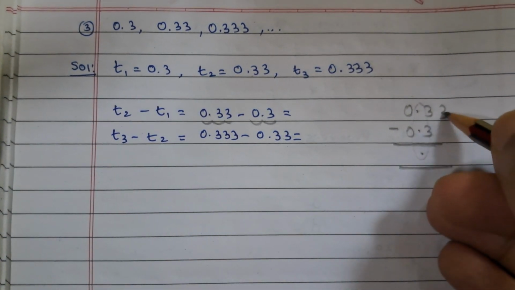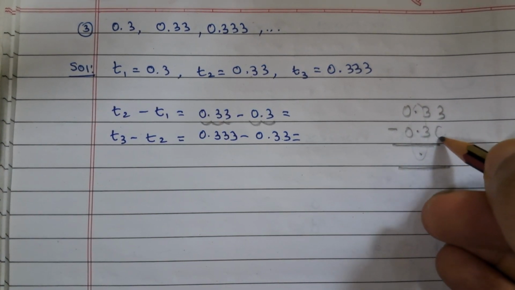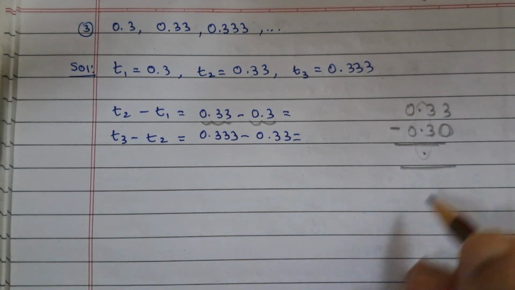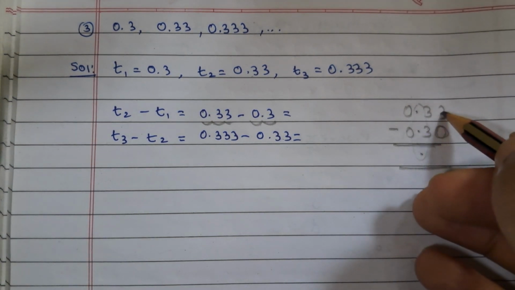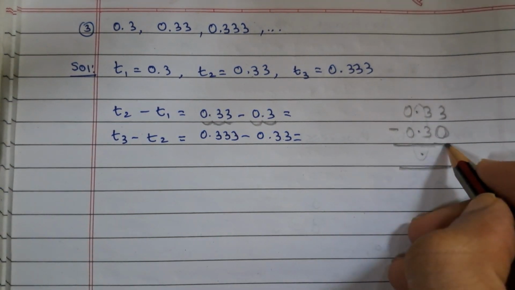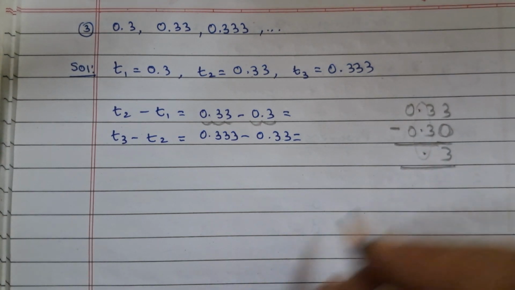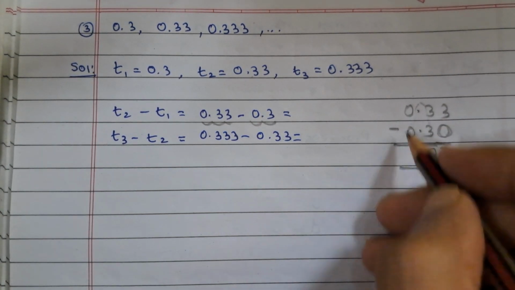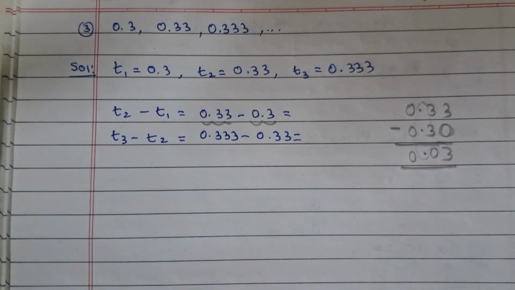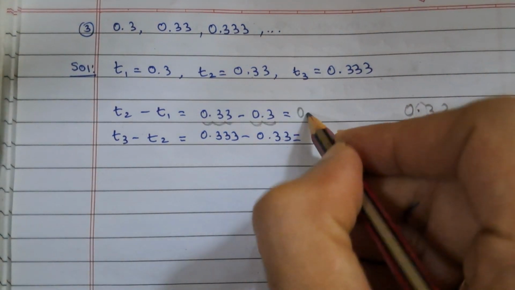So if you see, there is nothing below this, right? So you can give a 0 over here. So this is an additional 0 that I'm adding because there is no number below this. So 3 minus 0 is 3. 3 minus 3 is 0. 0 minus 0 is 0. So what's the answer for this? 0.03.